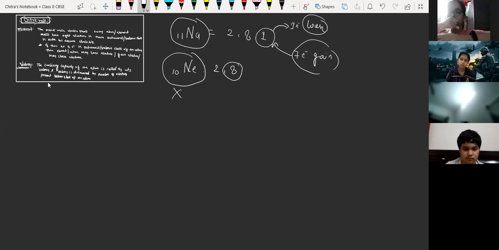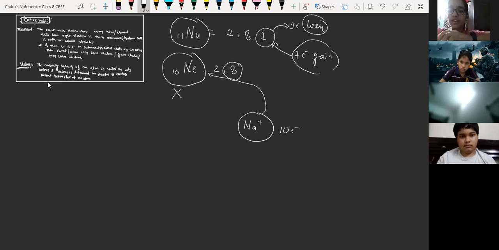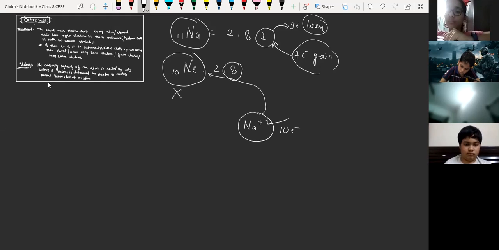If sodium loses 1 electron, then a positive charge will be acquired on sodium like this. In the positive state, sodium contains only 10 electrons and its electronic configuration becomes equal to neon, so sodium becomes stable. It will form a positive radical. That's why it is called electropositive. Generally metals lose electrons, hence they are electropositive in nature.